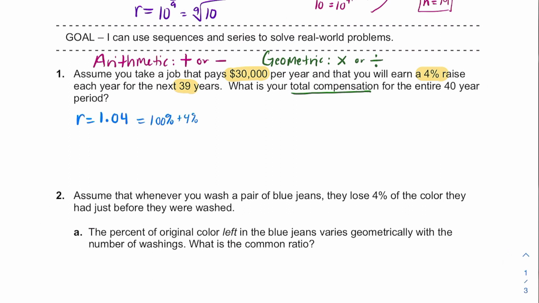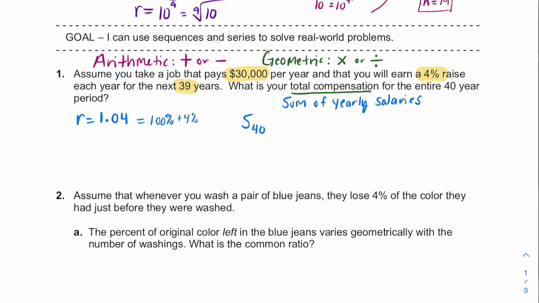And so then now, since it says what is my total compensation for the entire 40-year period, it wants to know what the sum of my yearly salaries was. So you have two options. You can just figure out what your salary was at 40 years, or we can add them up, and that's what this situation is asking for. So it wants us to take the 40th partial sum.